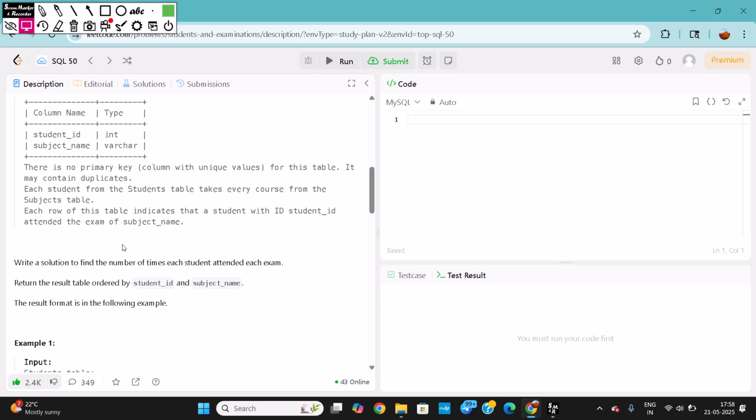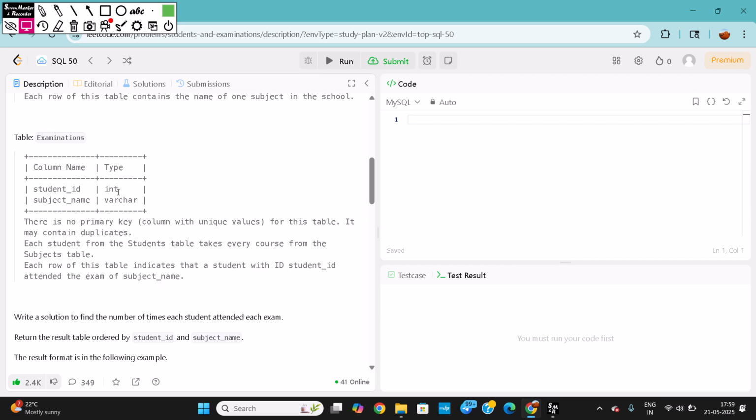Okay, so here they're saying that there is no primary key for this table. It can contain duplicates. So they're saying that the Examinations table may contain duplicate values, meaning the student may take the same subject more than one time. And again, they mention that each student from the Students table takes every course, and each row of this table indicates that the student with that id attended the exam for that subject name.